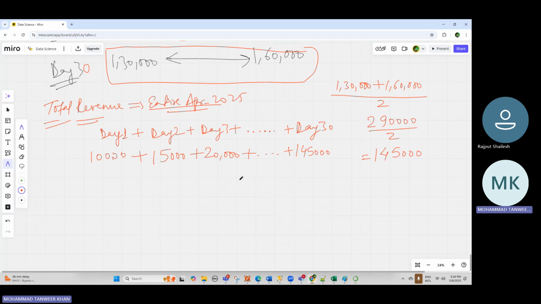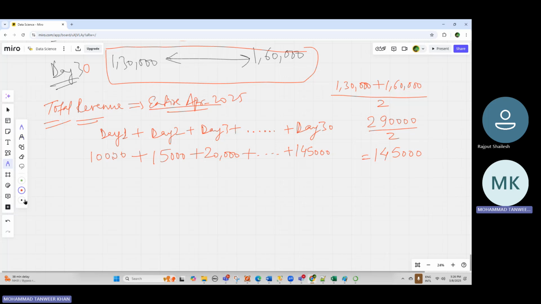Now you have to add all these numbers. And now this is not a straight addition. You can do something, or maybe in a calculator, you have to keep on adding 10,000 plus 15,000 plus 20,000. It will take some time, right? Maybe 3-4 minutes. And there are chances of human errors as well, right? Correct? So then what we have to do, there is a formula to find the total sum here. So that formula you have to apply here.